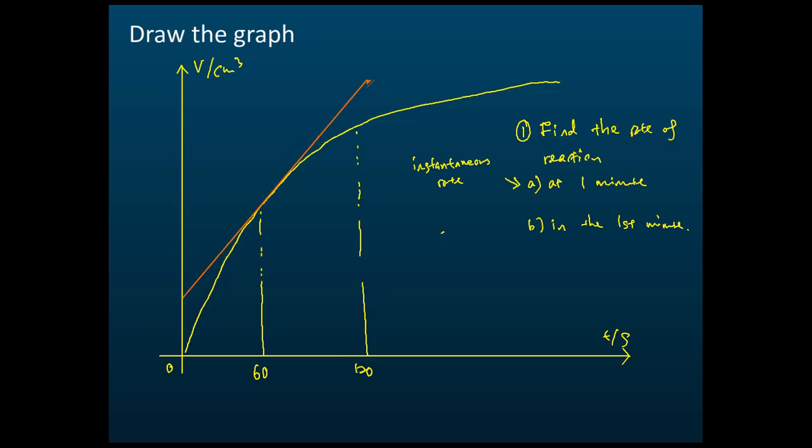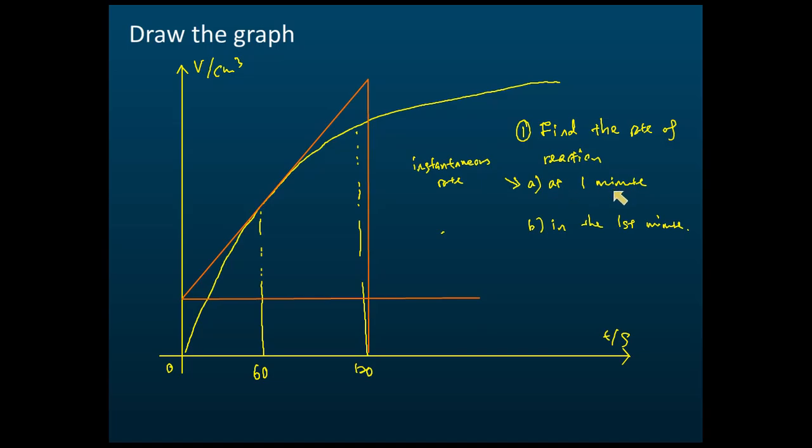So you draw the tangents, and you find the gradients of the tangents by drawing the big triangles. Not necessarily it must be a triangle. It can be something like this, as long as you have the vertical height and the horizontal width, then you can find your gradients. That is for at 1 minute.